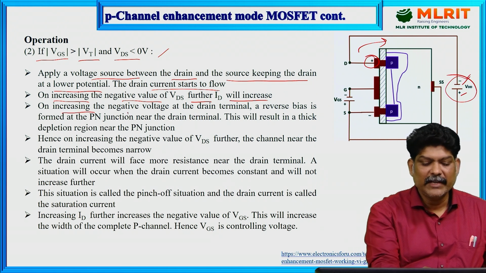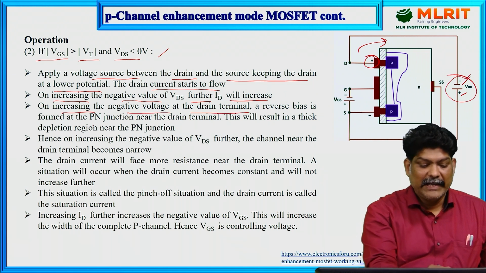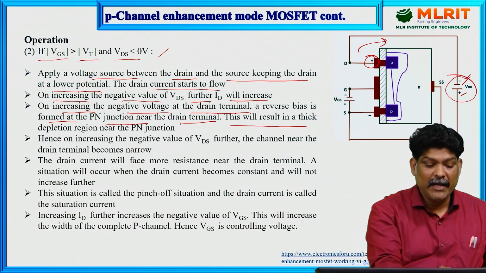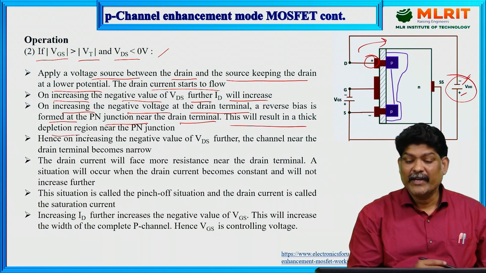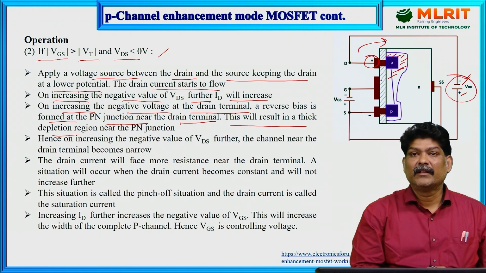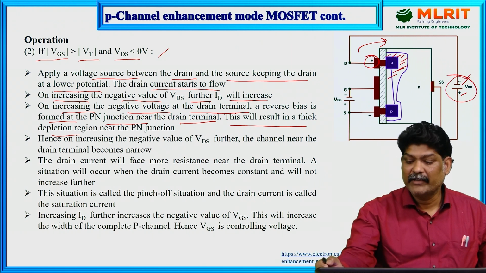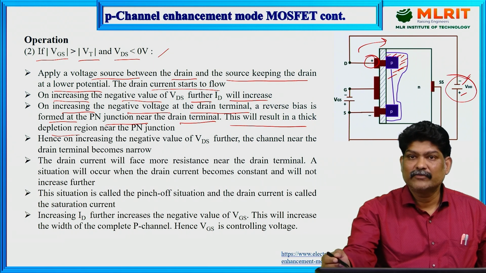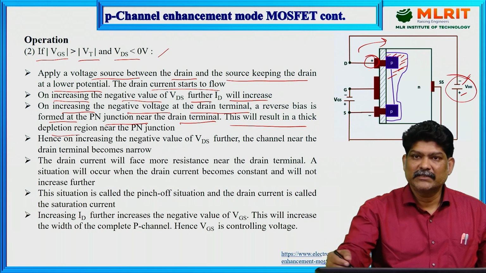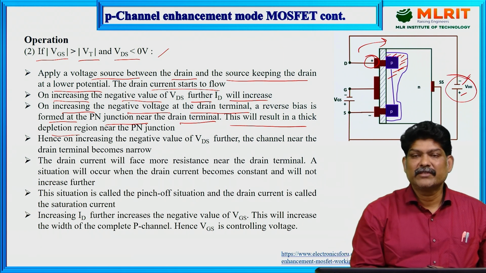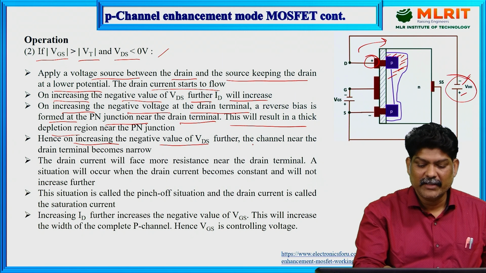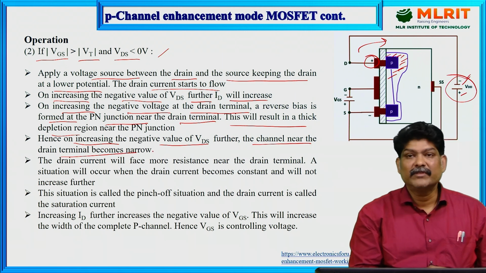On increasing the negative voltage at the drain terminal, reverse bias is formed at the PN junction near the drain terminal. This will result in a thick depletion region near the PN junction. So you can observe here, this is the thick depletion region, because we are increasing the reverse bias voltage near the drain. As reverse bias voltage increases, the thickness of the depletion region also increases. Therefore, on increasing the negative value of VDS further, the channel near the drain terminal becomes narrow.